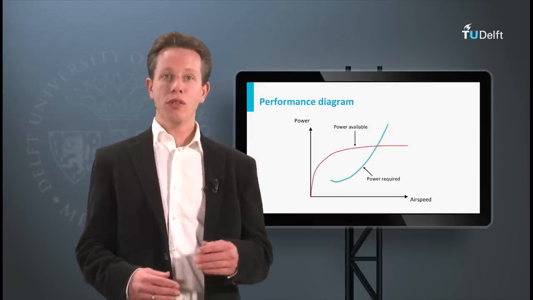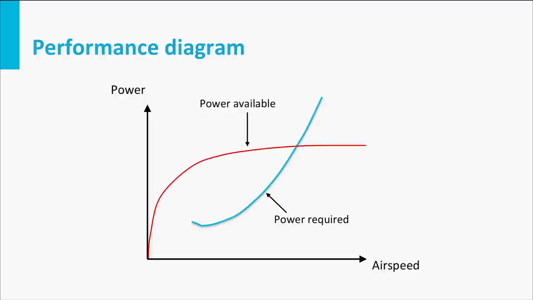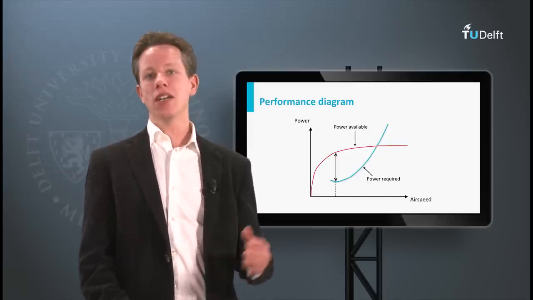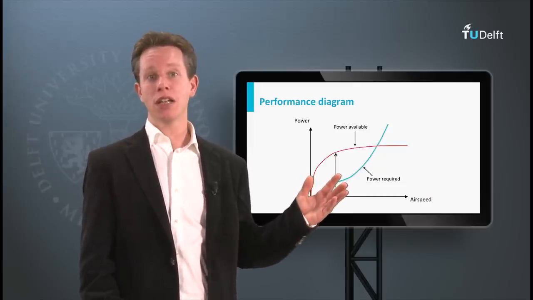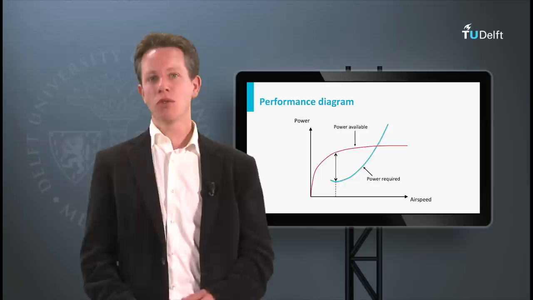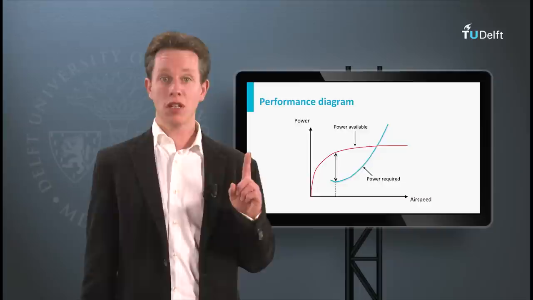So, when will the rate of climb be at its maximum? Now the equation shows us that the difference between power available and power required is a measure for the rate of climb. So, when flying at a specific airspeed, the distance between the two curves indicates the achievable rate of climb. Whenever the two curves are furthest apart, the rate of climb will be maximum. This means that when you have this diagram available, you can directly read off the maximum rate of climb and the corresponding airspeed. It is also possible to calculate the theoretical optimum analytically for one specific scenario.